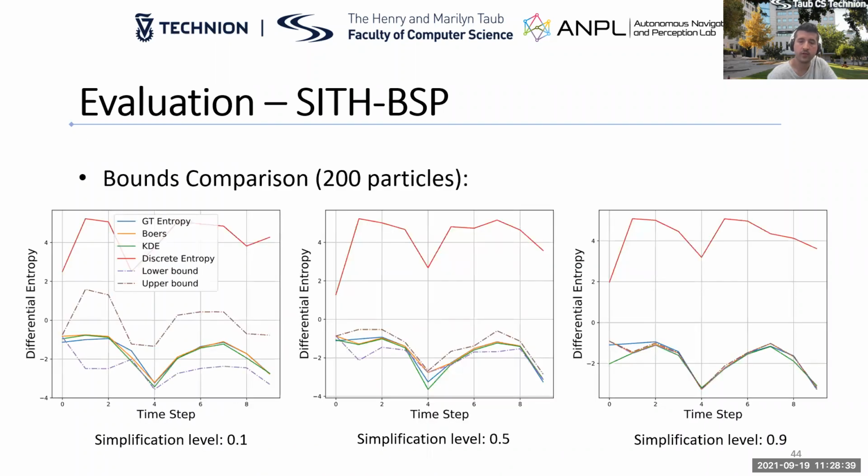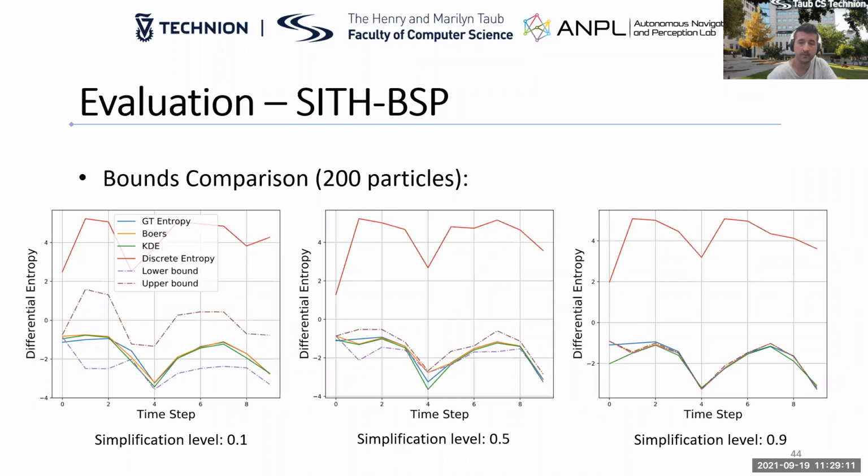The graphs show entropy ground truth, approximations, and our bounds using increasing simplification levels left to right. Dashed lines are the upper and lower bounds, and in orange is the original approximation which they are based on. In blue, we have the ground truth entropy, and in green, we have the KDE approximation, which is used by IPFT. The red line is a naive approximation to the entropy that was achieved by applying a discrete entropy approximation to the differential entropy.